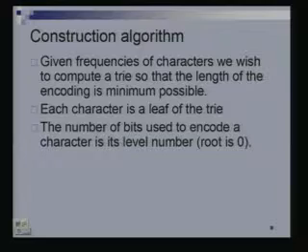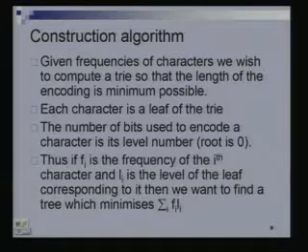Yes, where I am assuming that the root is numbered 0. So if the ith character has a frequency of f sub i and has a level number of l sub i, then what is it that we are trying to minimize? Summation fi li. Yes? Everyone understands this? So we have to choose a tree so that this quantity is minimized.